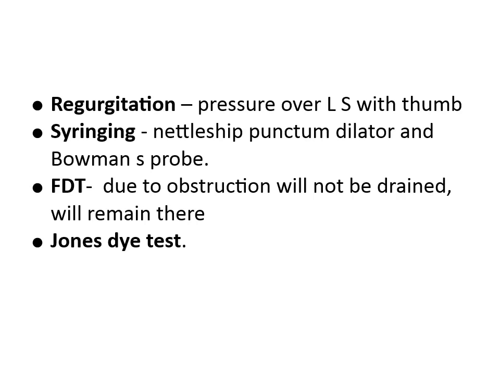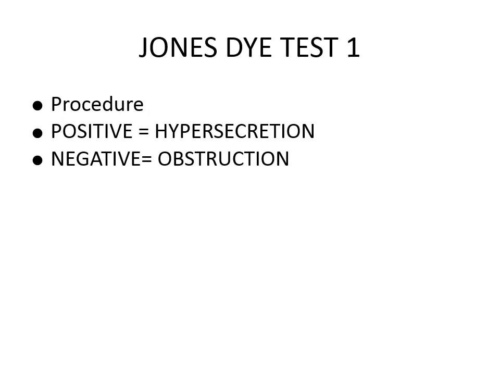And the next one is the Jones dye test. This Jones dye test is an important one. A lot of MCQs have come from this area. So in Jones dye test 1, what do you do? You take a 2% fluorescein dye and instill it into the conjunctival sac. And you take a cotton bud soaked in anesthetic solution and place it at the opening of the nasolacrimal duct. And you wait for 5 minutes.